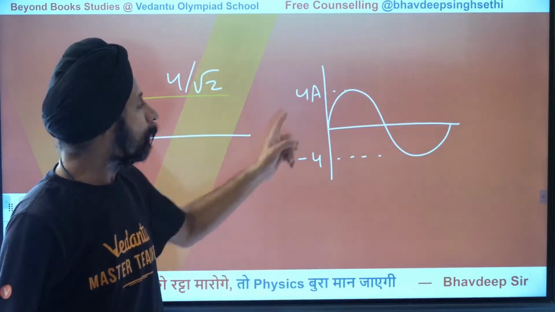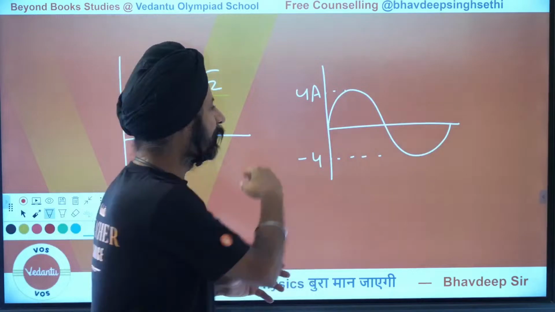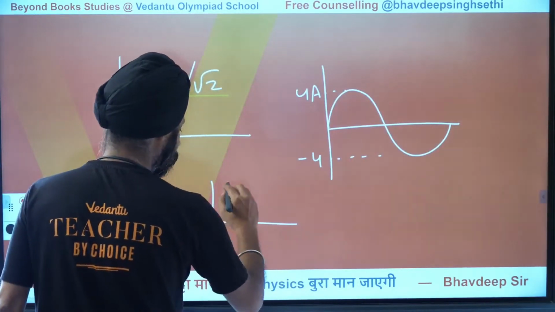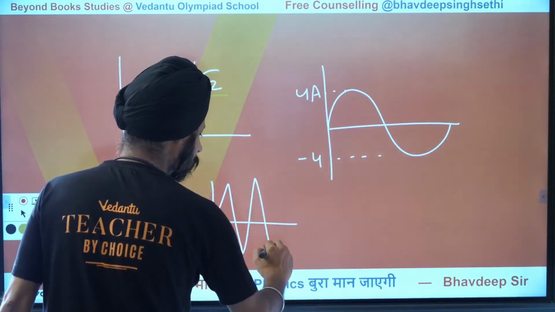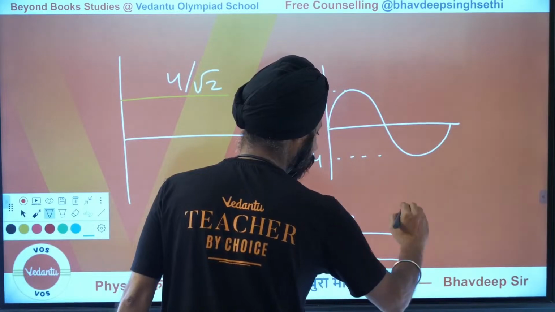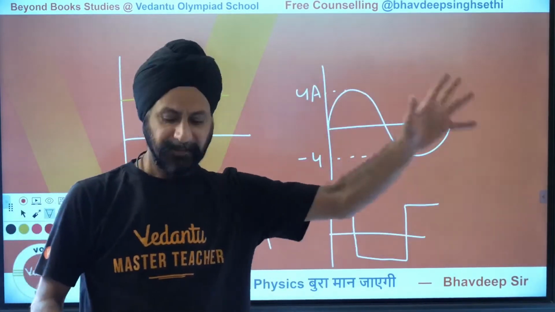It can be only in the case of a sine wave, by the way. So all that calculation was done assuming your current is a sine wave. It doesn't work if your current is more like a sawtooth kind of thing, or maybe a rectangular thing. No, it doesn't work like this. For that you have to do other calculations. But if it is a sine wave, you just divide by root 2.